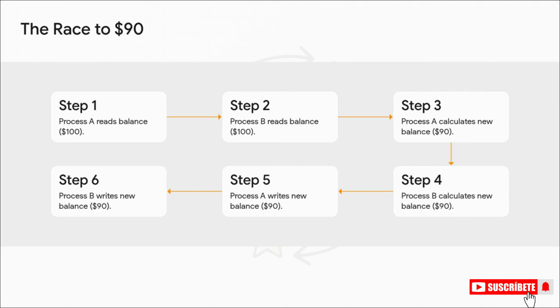So here's exactly how that disaster happens, step by step. First, your ATM, let's call it process A, reads the balance. It sees $100. At almost the same instant, your friend's ATM, process B, also reads the balance. It also sees $100. Now your machine does the math. 100 minus 10 is 90. But wait, before it can save that new balance, your friend's machine also does its math, and it also calculates a new balance of 90. Then, your machine writes $90 to the account. And just a heartbeat later, your friend's machine overwrites that 90 with the exact same $90. You both got your cash, but the bank just lost $10.